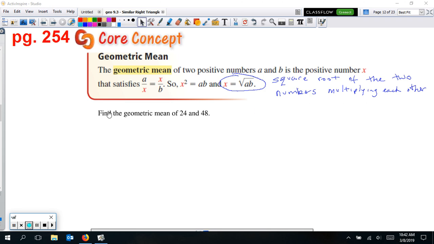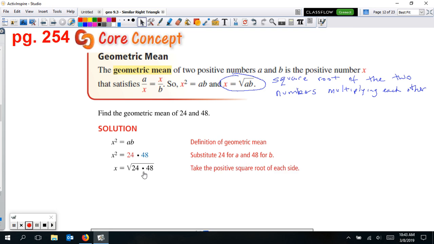Here's one example, and go ahead and write this down underneath this core concept. You can just write the numbers 24 and 48. Those are the two numbers. All we have to do is multiply those two numbers and then take the square root of it. Here's what they show us. There's the x squared equals ab. They started right here, with 24 times 48, and they figured that out. Again, they're going to take the square root of that. I usually don't write this part down. I usually start right here, writing down the square root of 24 times 48, and what that equals.